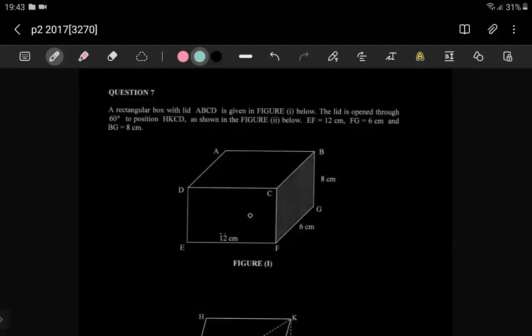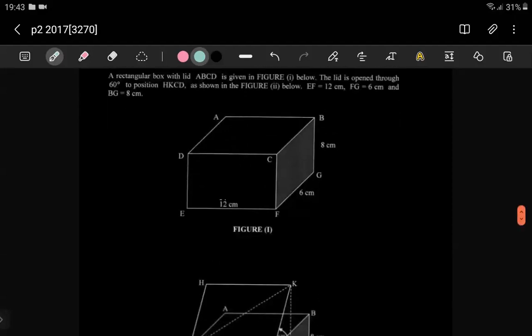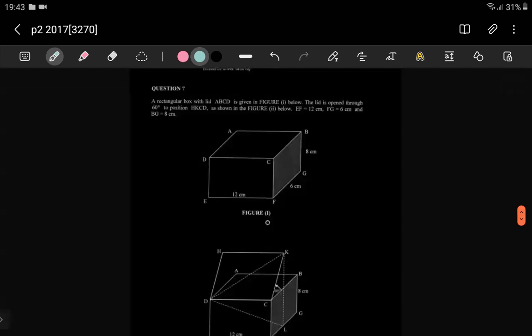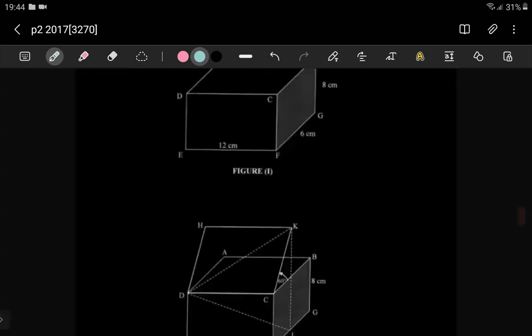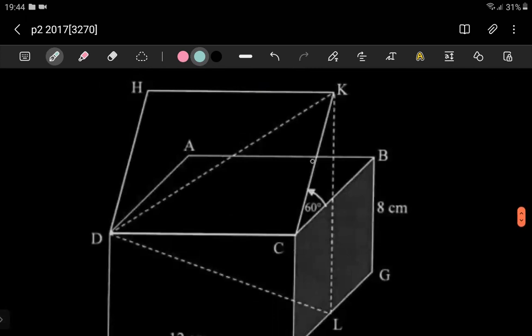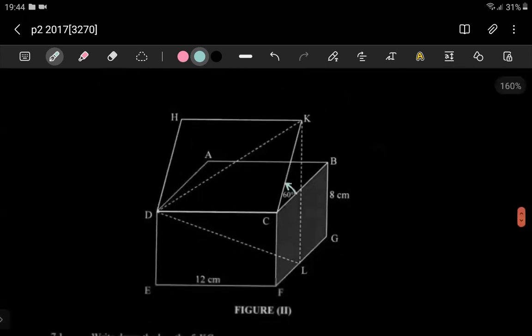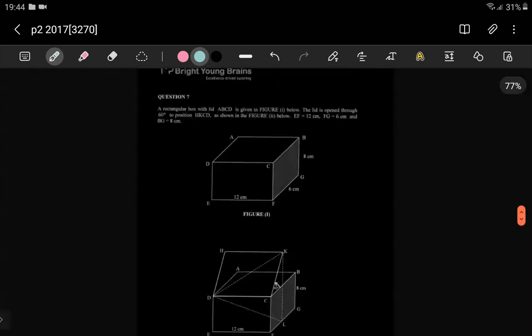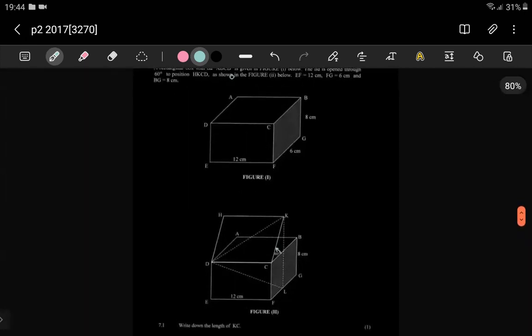So they're talking about a rectangular box. It has a lid. This lid opens, and fortunately we have some pictures to help us. They said when it is opened, it opens at an angle of 60 degrees, as shown in the figure below. Okay, so that angle there is 60 degrees. And then it says EF is 12, FG is 6, and BG is 8. So they've given us the dimensions of the box, which is dope.